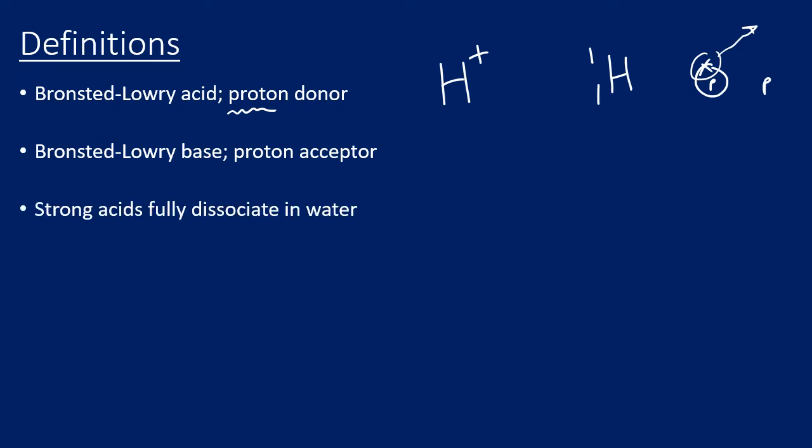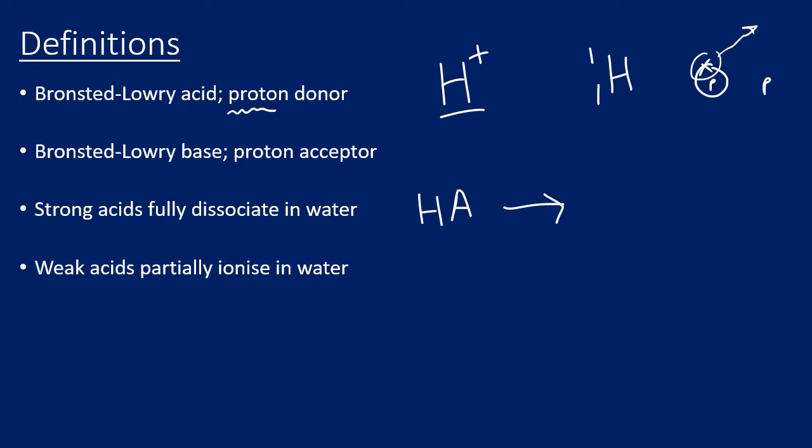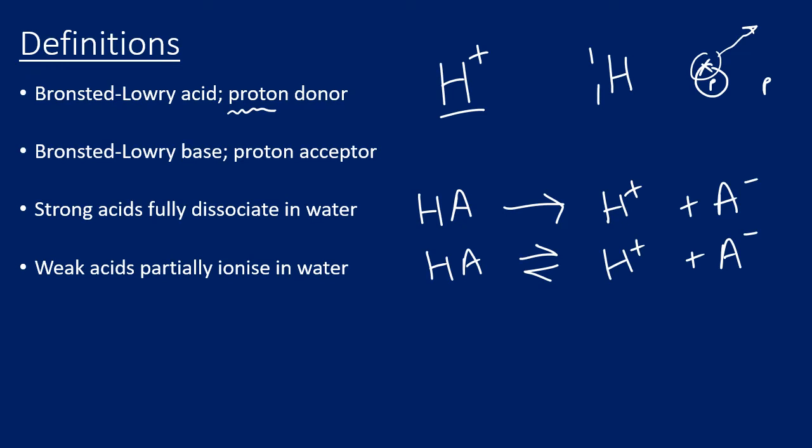And you may be familiar with some of these terms from GCSE. The idea that a strong acid fully dissociates in water. Perhaps weak acids partially dissociate. So what I mean by that is, any acid has to contain an H, because we know that it's an H plus, it's a proton donor. So a strong acid fully dissociates, and we show that with an arrow. Fully dissociates into its ions. Whereas a weak acid partially dissociates, and we show that with an equilibrium sign to show that it's only partial, it's not a full dissociation.